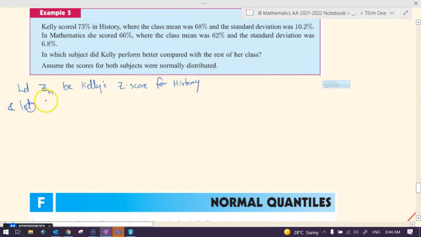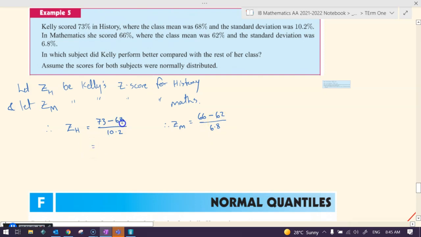And let Zm be Kelly's z-score for maths. So her z-score for history is going to equal her score, 73, minus the mean, 68, divided by the standard deviation, which was 10.2. Her z-score for maths is going to be her score, 66, minus the mean, 62, divided by the standard deviation, 6.8. We go ahead and figure that out.